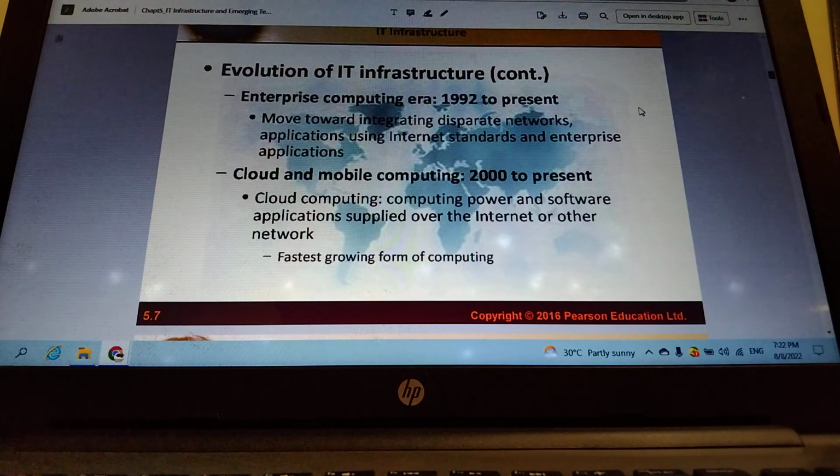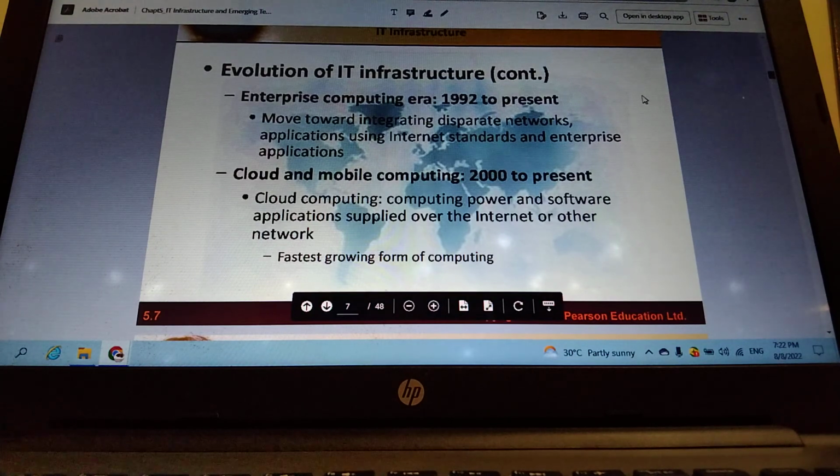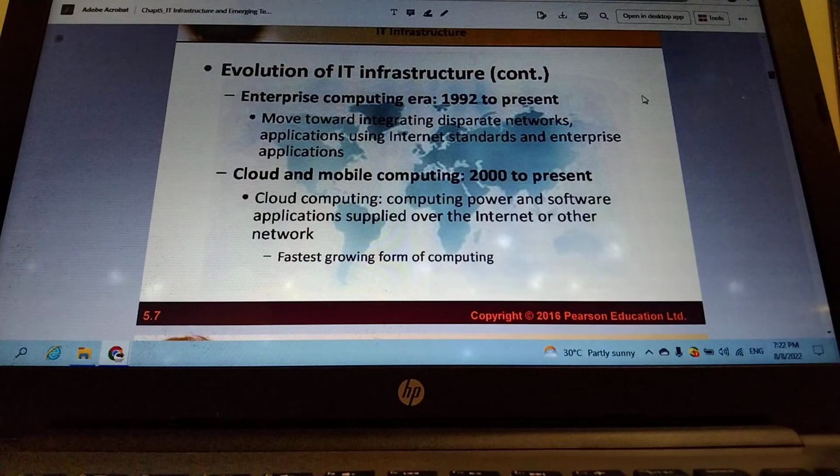Enterprise computing started somewhere in 1992 until what we have today. Cloud and mobile computing started quite recently, somewhere in the year 2000 to today. Cloud computing and mobile computing are hot topics where every company and every organization is talking about it, going into it, implementing it as part of their IT infrastructure.